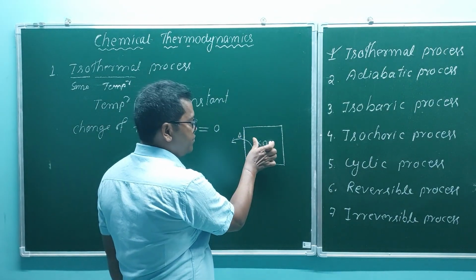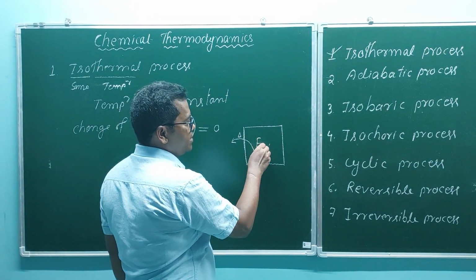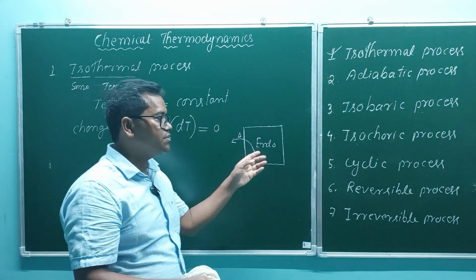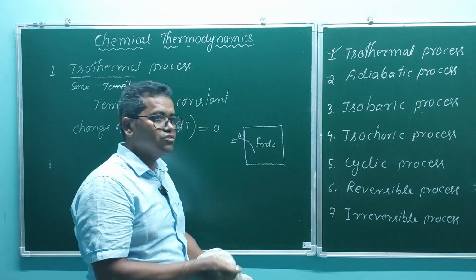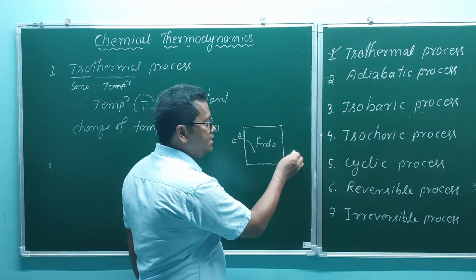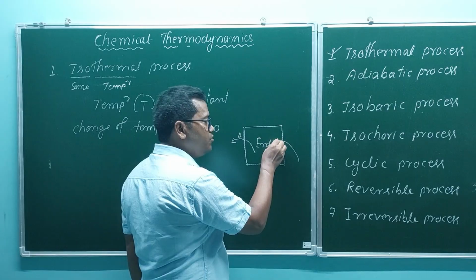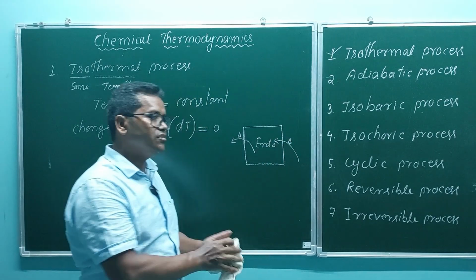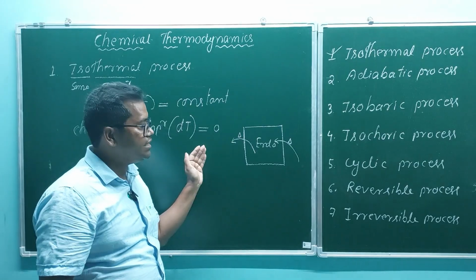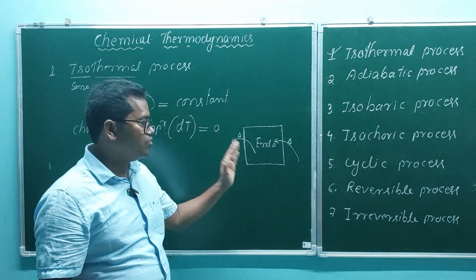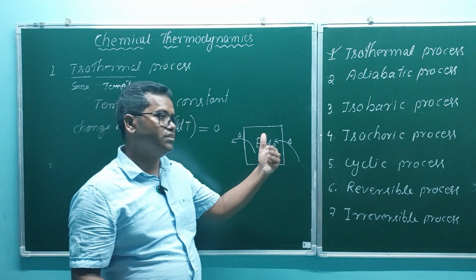Similarly, if an endothermic reaction is going on, then the temperature of the system will fall. So in order to maintain the constant temperature, heat energy must enter into the system from the surrounding. So in case of an isothermal process, heat can enter the system or go out to the surrounding.